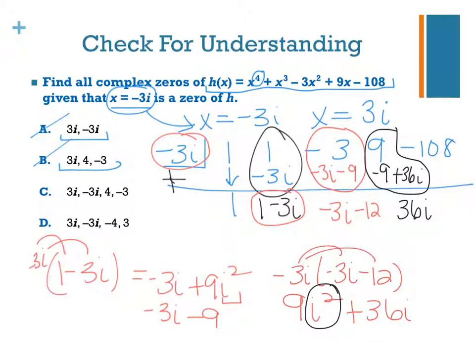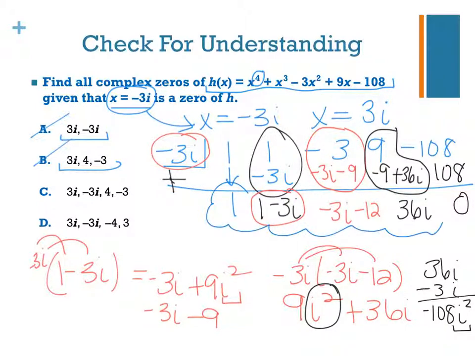And when I multiply 36i times negative 3i, that gives me negative 108i squared, and i squared is negative 1. Negative 1 times negative 108 is positive 108. And when I add the last column, I get a 0. Now, what I need to do then is take these coefficients right here and divide them by our other 0 of 3i. And I'll do that on the next slide.